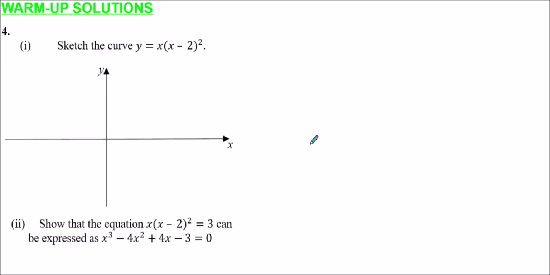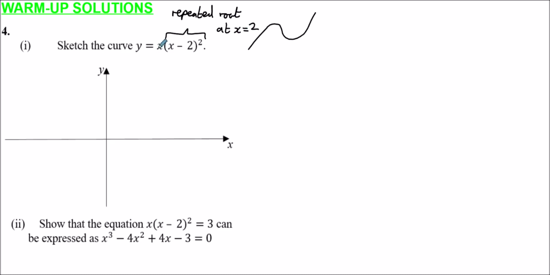Last on the warm-up, question 4. You have to sketch the curve y = x(x − 2)². So this is a cubic graph. The coefficient of x cubed is positive, so it's going to be a cubic with this characteristic shape going upwards. Because we've got a bracket squared, this tells us that this is going to be a repeated root where x is 2. So we have a repeated root at x equals 2.